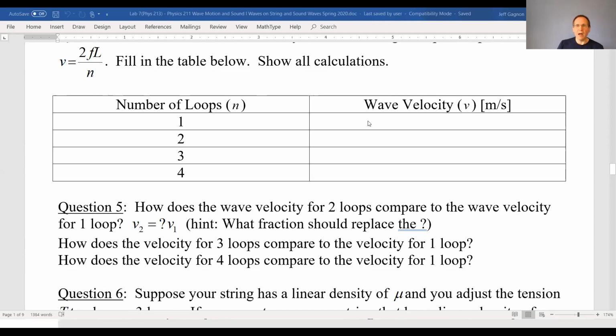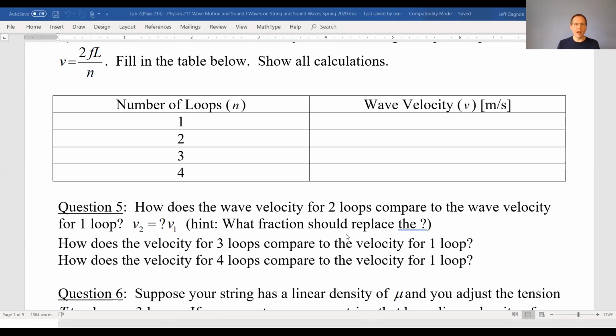So based on what you discovered here from these calculations, or just thinking carefully about the formula here, you want to answer question 5. Question 5 says, how does the wave velocity for 2 loops compare to the wave velocity for 1 loop? So V2 equals what times V1? And it's going to be basically a fraction. So my hint is, what is that fraction that you put there in place of the question mark? Is it a tenth, a half, an eighth?